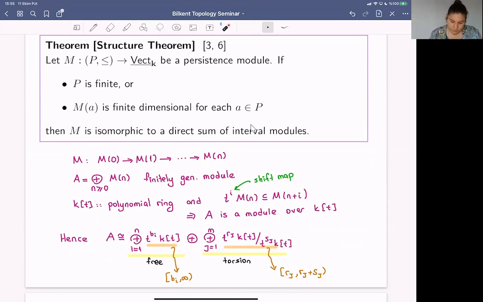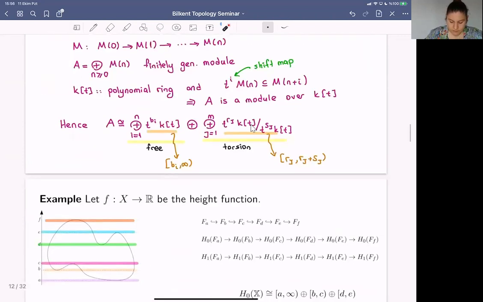So this interval represents a generator which is born at the time B sub i and never dies. But this interval represents the lifetime of a generator, which is born at the time R sub j and dies at the point R sub j plus S sub j. So if a persistence module is defined on a finite poset, or if each vector space is finite dimensional, then M is isomorphic to a direct sum of interval modules.